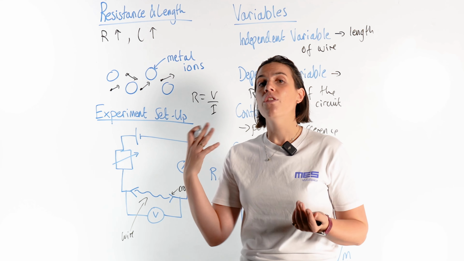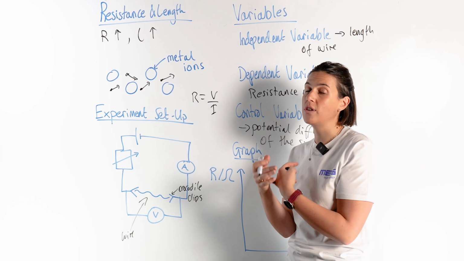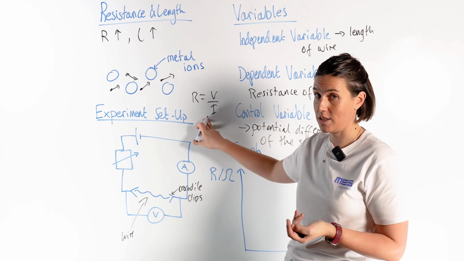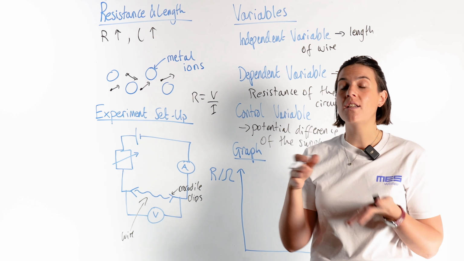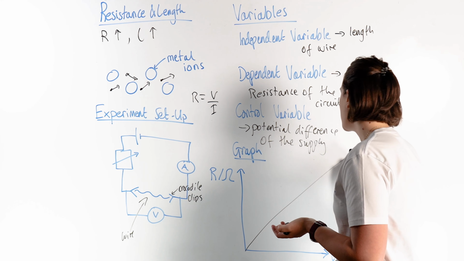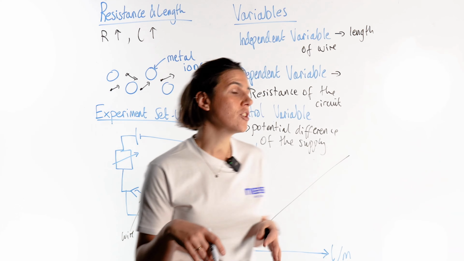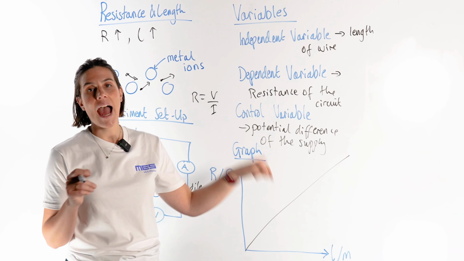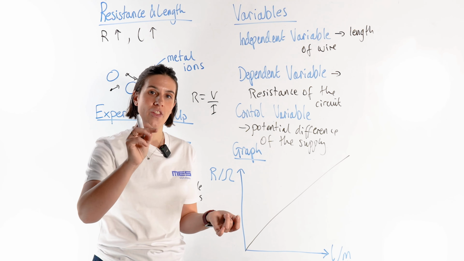Then I'm going to calculate my resistance from the potential difference and the current using this equation here. And then I'm going to draw a graph of resistance versus length. You should find that it's a nice straight line that goes through the origin, and that shows that the resistance and the length are directly proportional to one another.